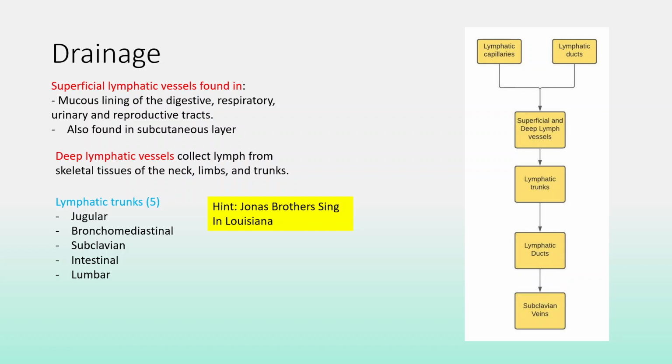Superficial lymphatic vessels are found in the mucous lining of the digestive, respiratory, urinary, and reproductive tracts, and also the subcutaneous layer. The deep lymphatic vessels collect lymph from skeletal tissues of the neck, the limbs, and trunk. The lymph then drains into 5 lymphatic trunks. These are the jugular, the bronchomediastinal, the subclavian, the intestinal, and the lumbar. So again, another hint that I like to use is Jonas Brothers Sing in Louisiana.